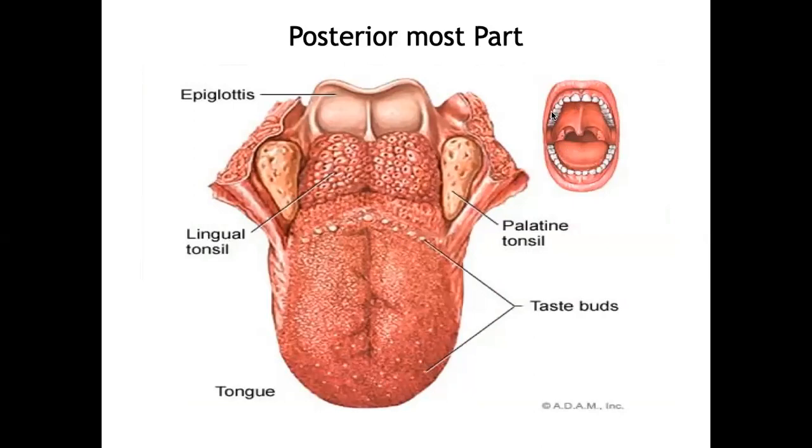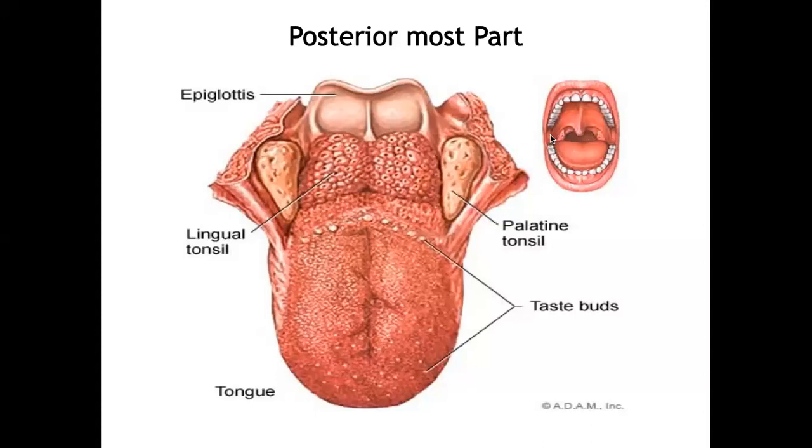Now this is the hard palate. From the hard palate, you can see here there is a fold which is coming towards the tongue. This is called the palatoglossal fold. It is also called the palatoglossal arch. Glossal refers to the tongue. So it comes from the palate to the surface of the tongue. That's why this arch is called the palatoglossal arch.